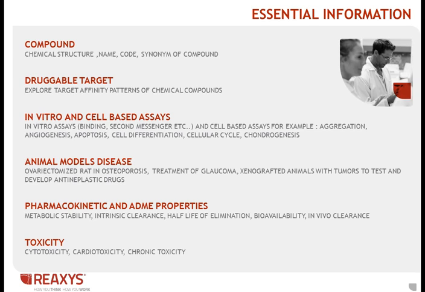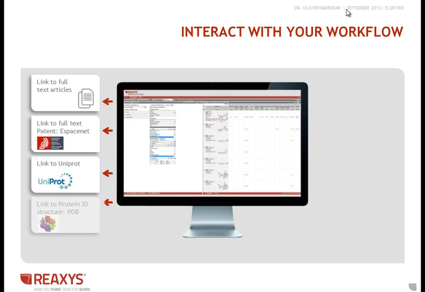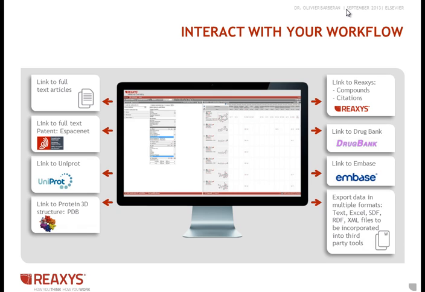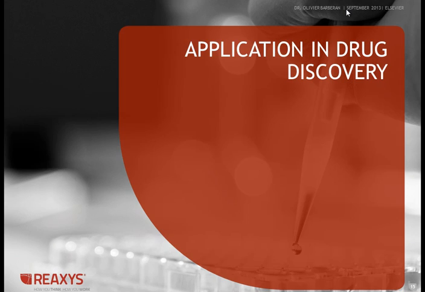Essential information is excerpted, like compound synonyms, target affinity patterns, assay information, both in vitro and also cell-based, animal models, such as xenograft animals for anti-neoplastic drugs, and pharmacokinetic and ADME properties. And of course, one of the most valuable things about the database is that it allows you to interact with your workflow. Link to articles, patents, databases like UniProt, PDB, Reaxys, DrugBank, Embase, and you can export data from Reaxys Medicinal Chemistry to your own third-party tool in a variety of formats, such as XML, SD file, etc.